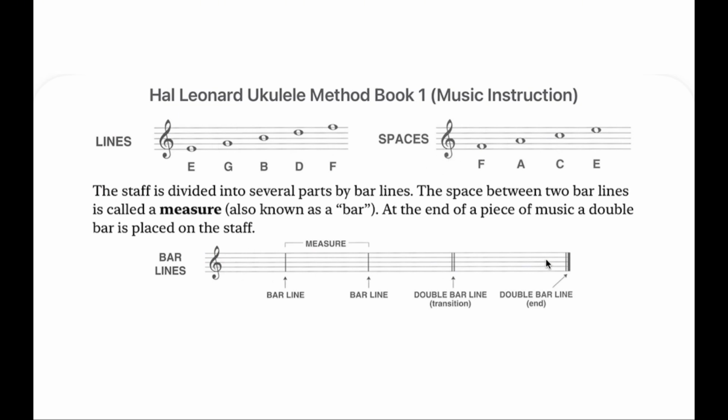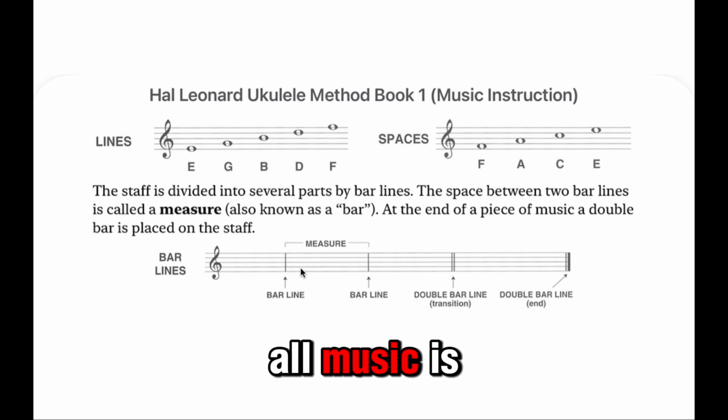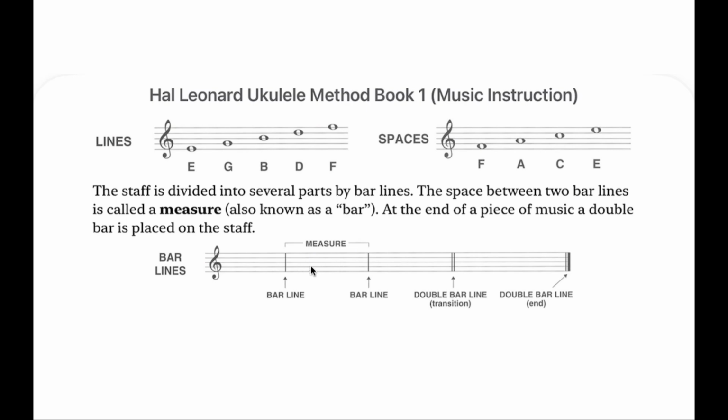Here's a typical staff in music. Here we have bar lines. Bar lines just simply separate measures. All music is broken off in measures. We have the double bar line. That always separates parts of the song.